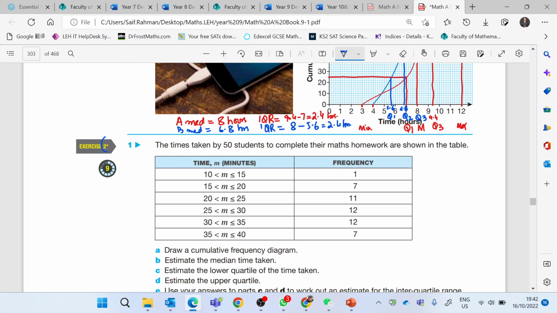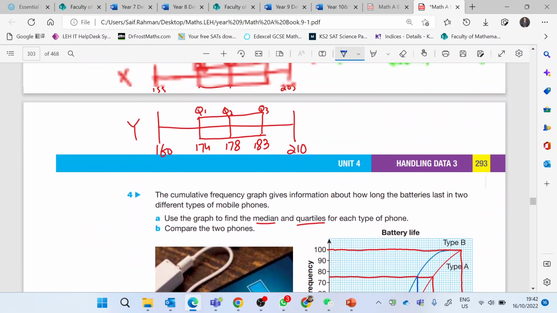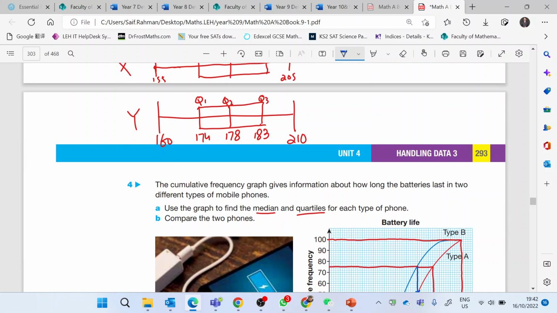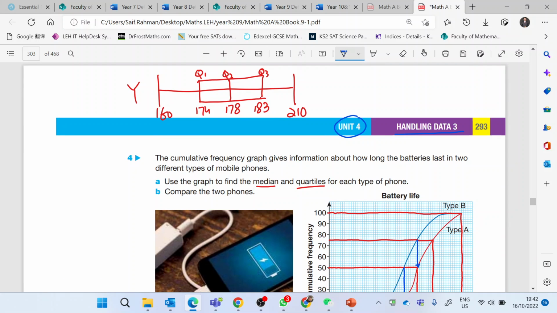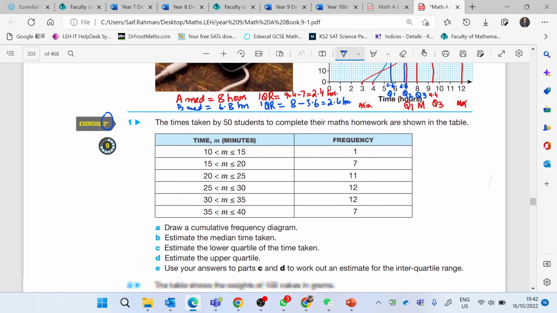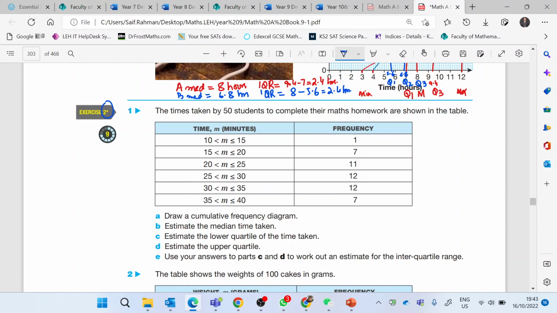We are doing exercise 2 star at page number, you can see here, 293, and it's unit 4, handling data, and the book is Excel IGCSE book 1. So here this says the time taken by 50 students to complete their math homework. What we have to do is draw a cumulative frequency graph and then estimate the median time taken, estimate the lower quartile, and estimate the upper quartile, and parts C and D to work out the estimate for the interquartile range.